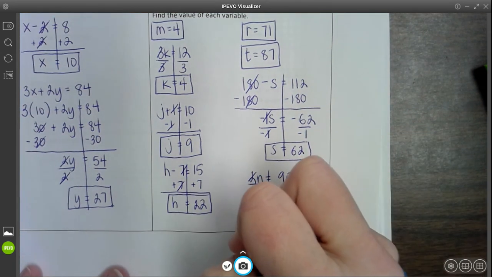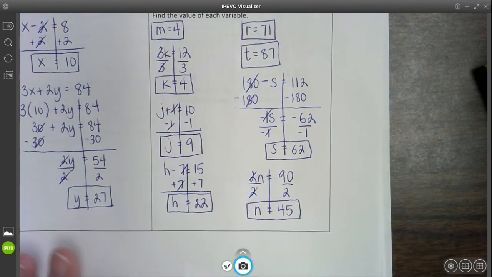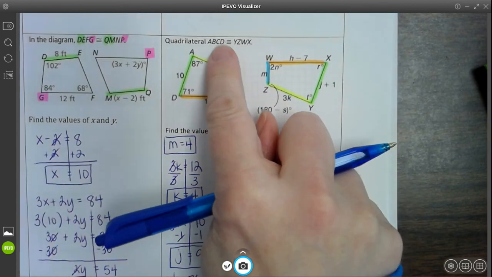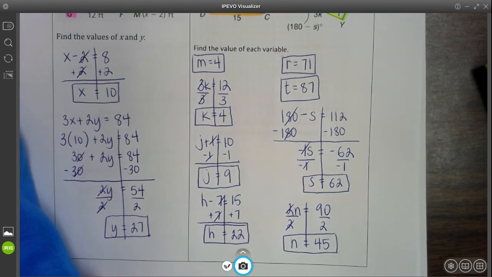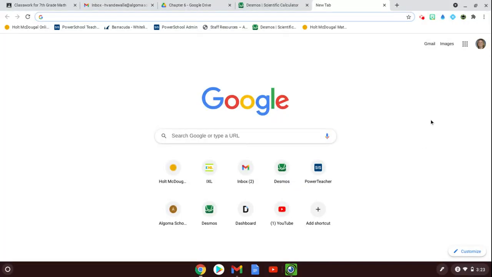Okay, that was a very long problem, but I was able to figure out all of them by using the congruence statement. All right, let me know if you have any questions about corresponding parts using a congruence statement.